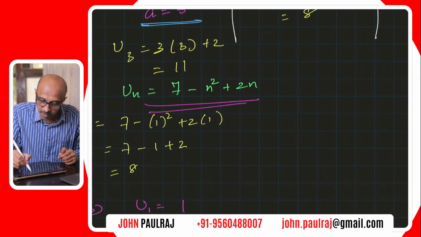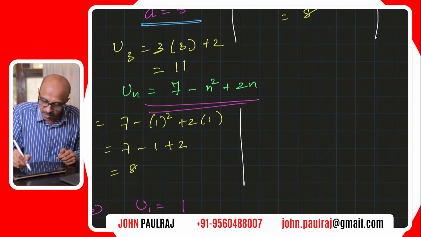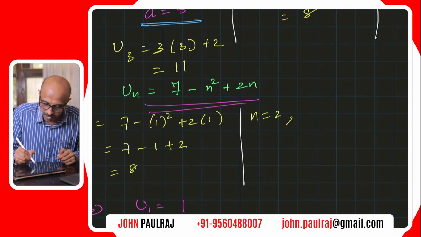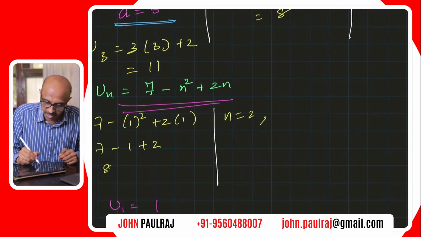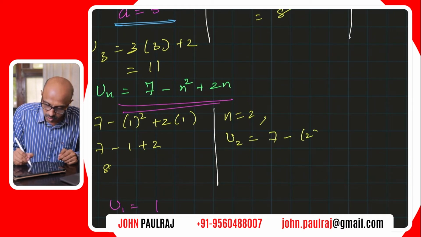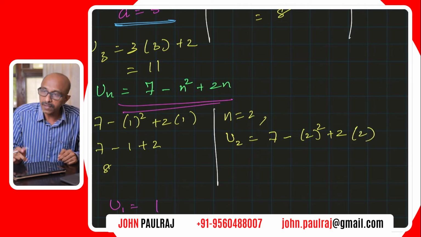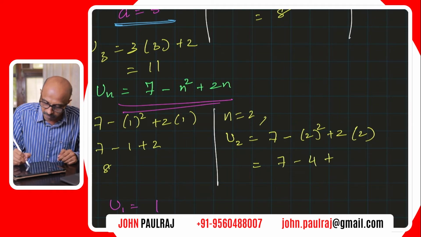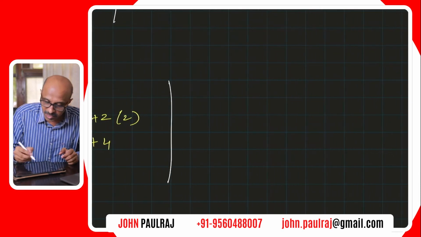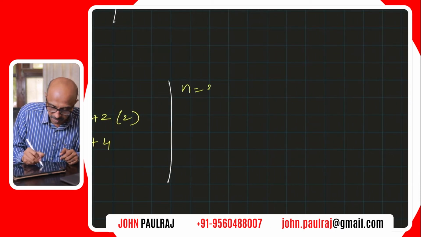And in the same way, if you want to find the second term, in this case we have n equals 2. Replace n by 2, and you'll get u_2, which is the second term. That's going to be 7 minus 2 squared plus 2 times 2. You see that? So this is going to be 7 minus 4 plus 4, and that should be just 7. And in the same way, when we want to evaluate the third term of the sequence, we just replace n by 3.